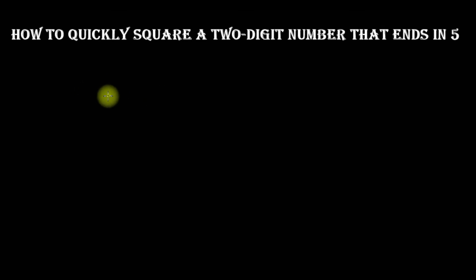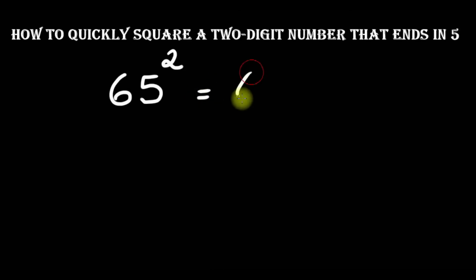So here's trick number 2. It's how to quickly square a 2-digit number that ends in 5. We can easily square a 2-digit number that's ending in 5. Let's take a look at a number that ends in 5. How about 65? How do we square 65? Normally we would take 65 times 65, and that's not an easy multiplication. It's going to take up some time.